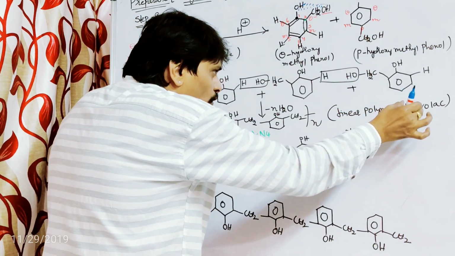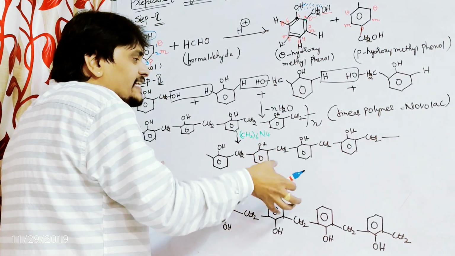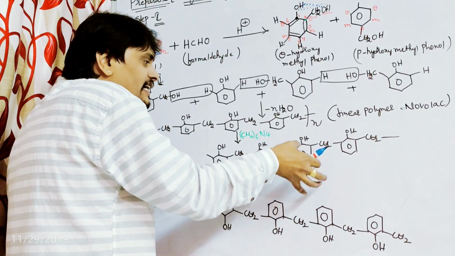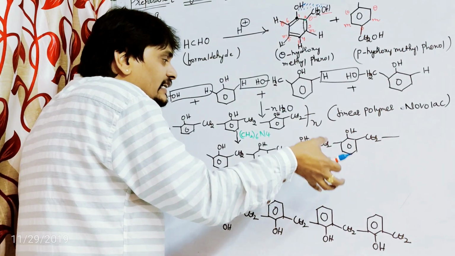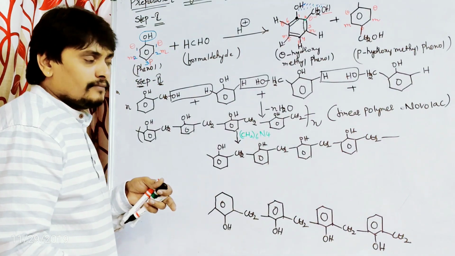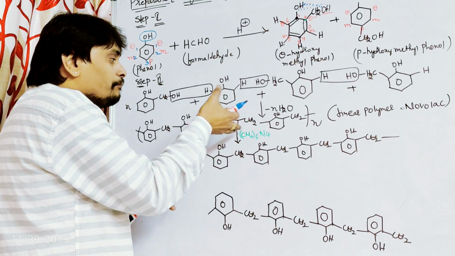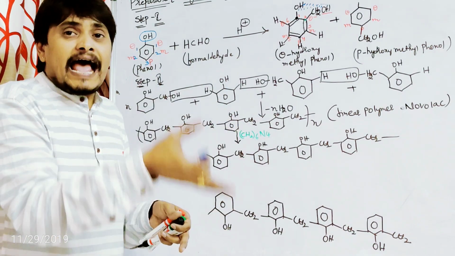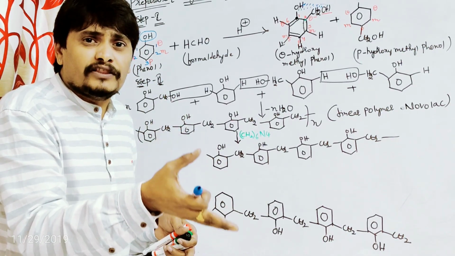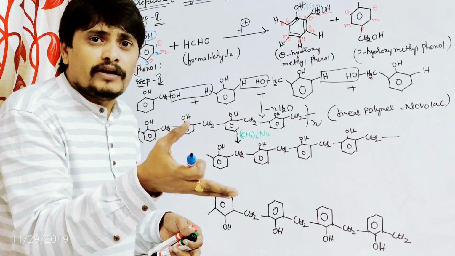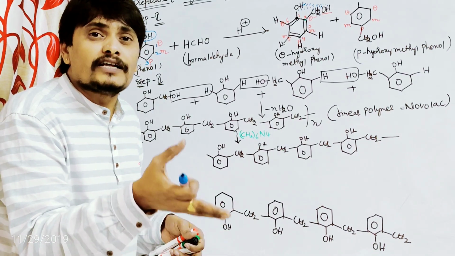When this linear polymer novolac is treated with hexamethylene tetraamine, what happens is cross linkages are developed between the adjacent linear novolac molecules, resulting in the formation of the cross-linked polymer, the bakelite. Now, this hexamethylene tetraamine is enriched with methylene. CH2 means methylene. As it is enriched with methylene, the cross linkages between the two adjacent linear novolac molecules are generated by methylene groups.